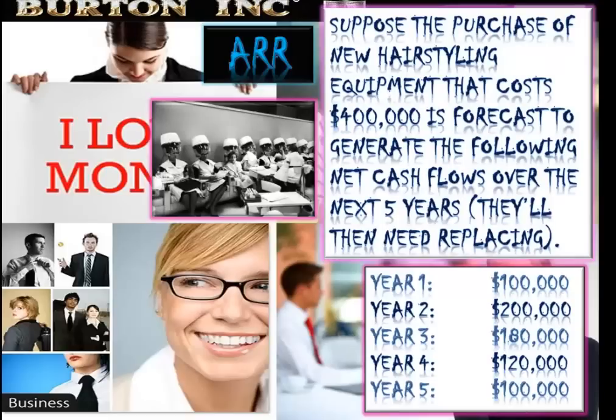Year 1 they bring in 100,000. These are net cash flows again. Year 2 200, year 3 180, year 4 120 grand, and year 5 the net cash flows there are $100,000.